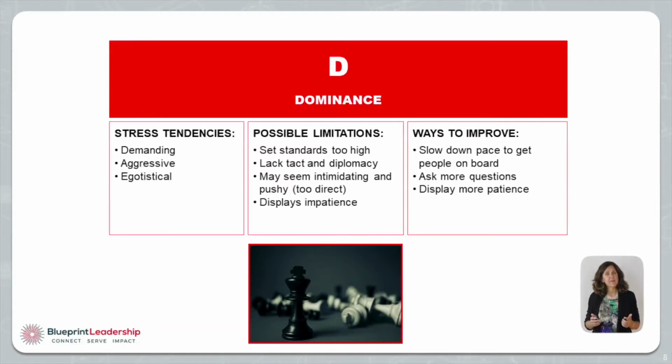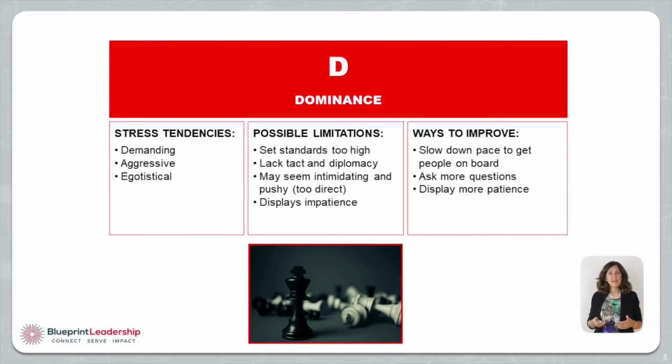So limitations that the high D ought to be aware of include sometimes setting standards too high, because Ds love challenge and getting results. The rest of the dimensions, I, S, and C, are going to feel more stressed rather than energized by really high standards that seem unachievable. So Ds need to do a good job of ensuring that people feel like they're on board with the goals, that they're achievable goals, and that the mission is inspiring so that other people want to get on the boat with you in accomplishing those goals.